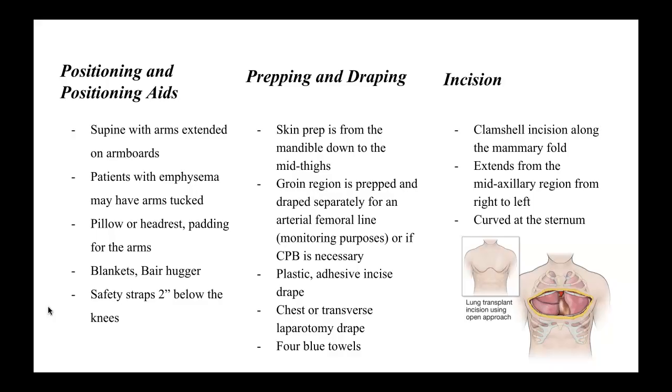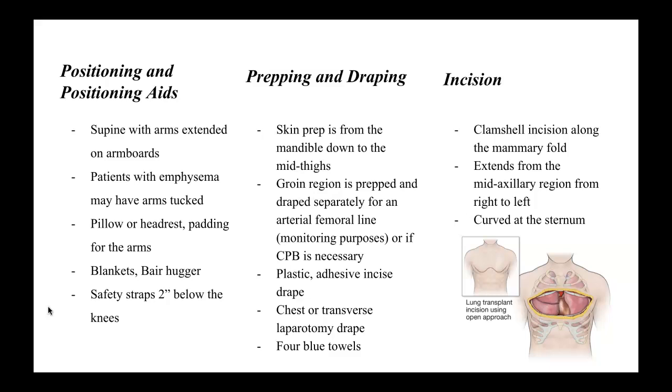Prepping and draping, the skin prep is from the mandible down to the mid thighs, and then bilaterally to the table. The groin region is also prepped for an arterial femoral line, as well as maybe a urinary catheter. And then also if a CPB becomes necessary.